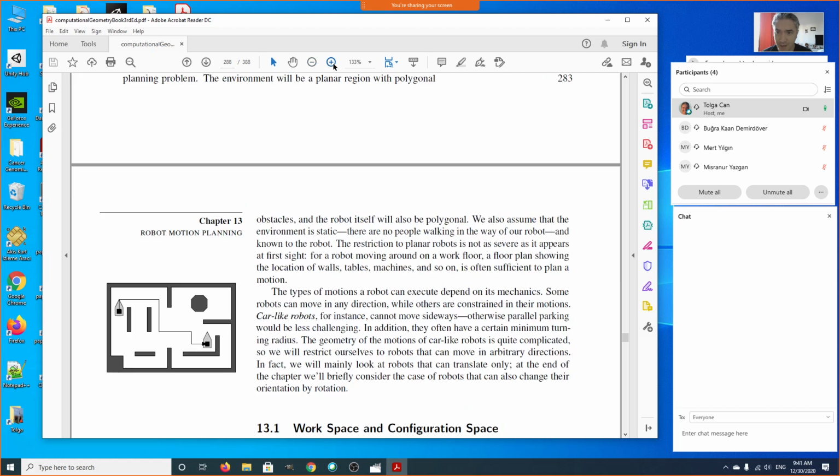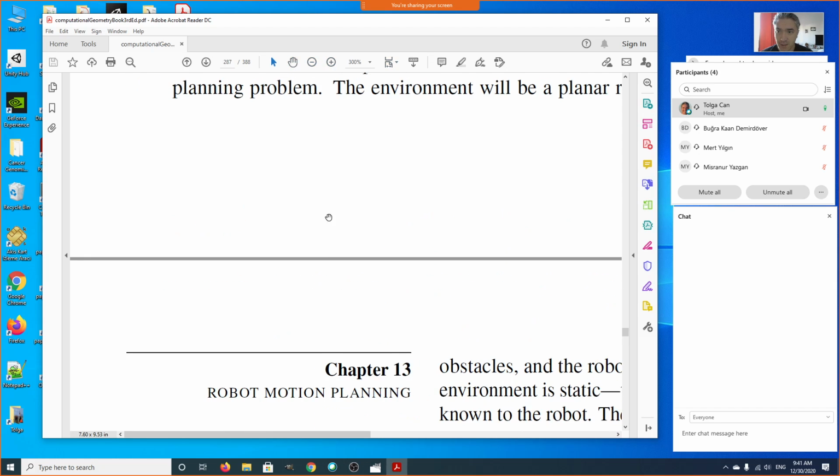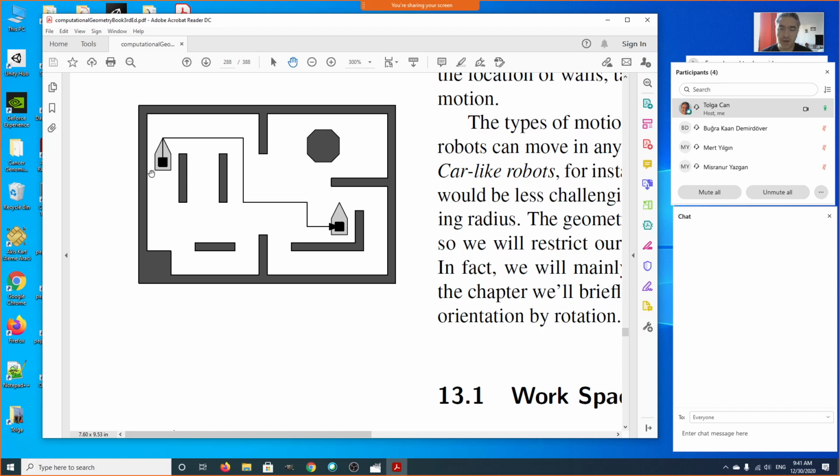So let me zoom in on this. Given a robot in an environment where the objects are static, they're not moving, given a start position for our robot, our goal will be to plan a path to a target position on this 2D map. In this chapter, we will not be concerned with finding the shortest path. Finding any path will be sufficient for our purposes.